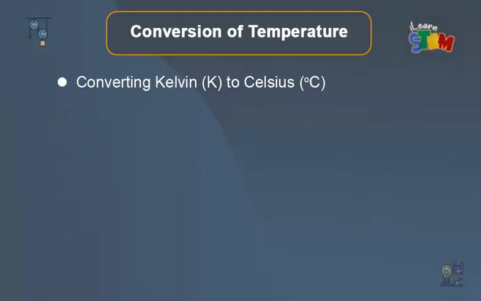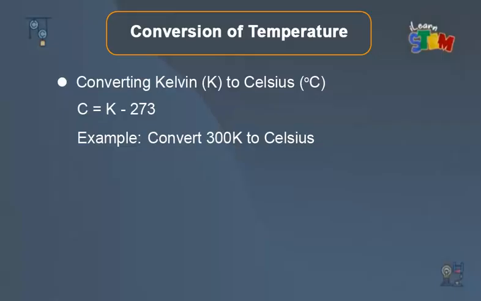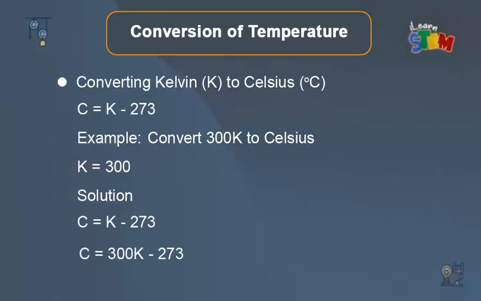Now, converting Kelvin to Celsius. The formula to convert Kelvin to Celsius is C equals K minus 273. Let's solve using an example. Convert 300 Kelvin to Celsius. The Kelvin value is 300. Solution: substituting the values, C equals K minus 273. C equals 300 minus 273. Therefore C equals 27 degrees Celsius. This can also be calculated using the scientific calculator.